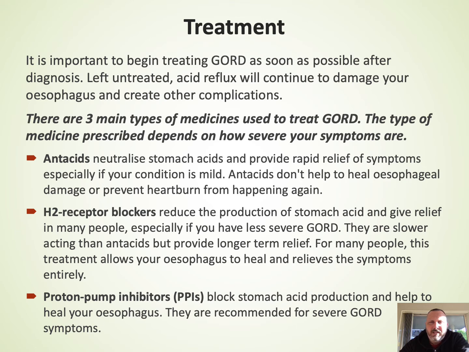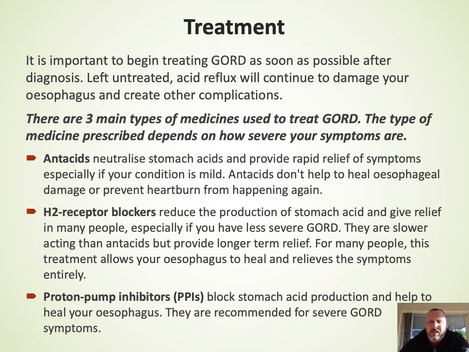And the last one, proton pump inhibitors or PPIs, block stomach acid production. They heal your esophagus, and they're recommended for severe cases or severe symptoms. So after your esophagus has had a chance to heal and your symptoms improve, normally the strength of the medication will be reduced. Some people will be able to come off it completely, or they may end up with a lowest effective dose to continually manage that condition.